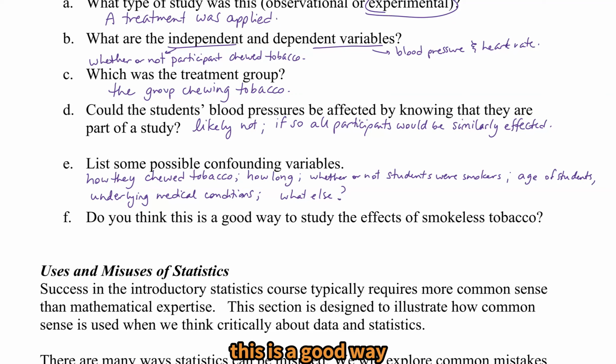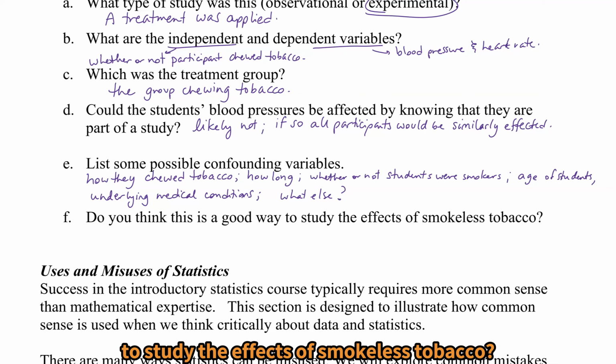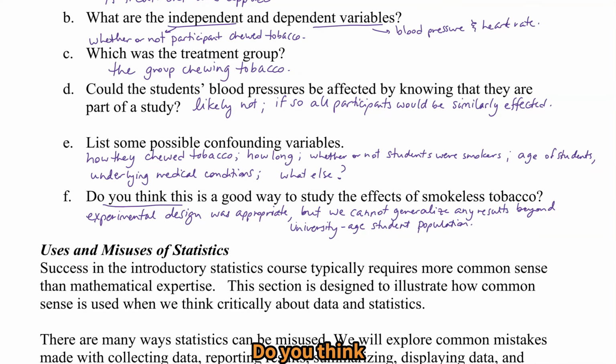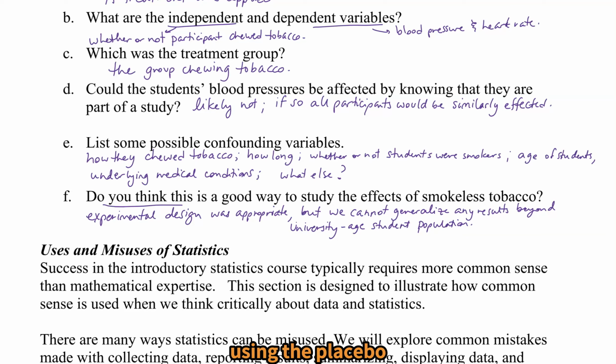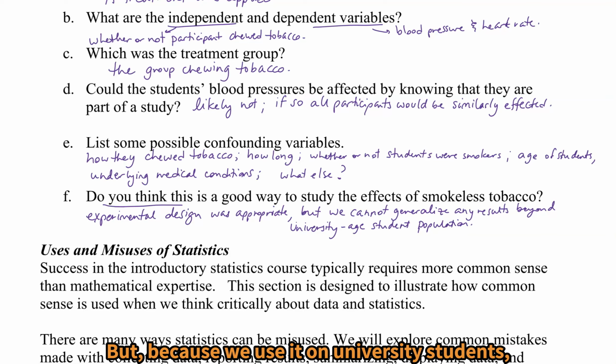And do you think this is a good way to study the effects of smokeless tobacco? Well, this is an opinion. Do you think this is a good way to study the effects of smokeless tobacco? I would say that the experimental design was probably okay with the blocking, the blinding, using the placebo, studying the before and the after effects. But because we used it on university students, we cannot generalize any results beyond university-age student populations.